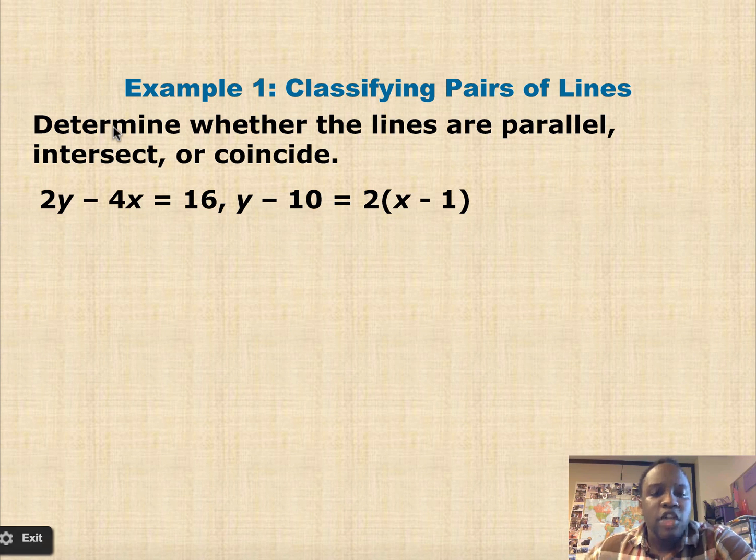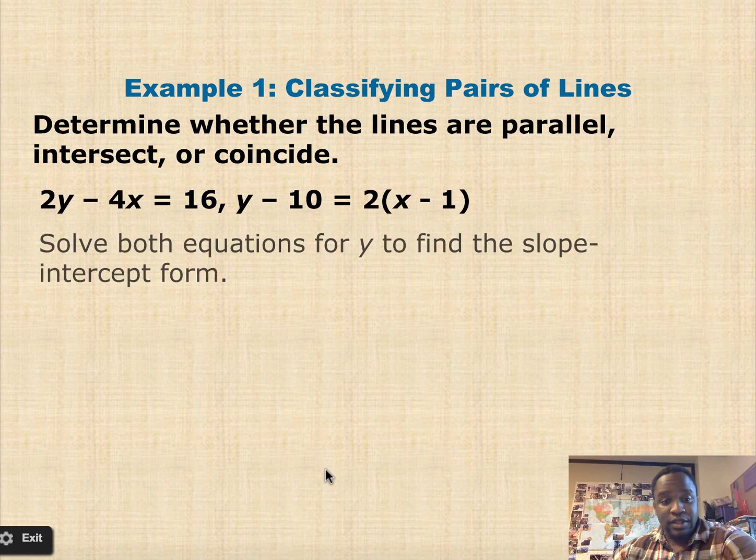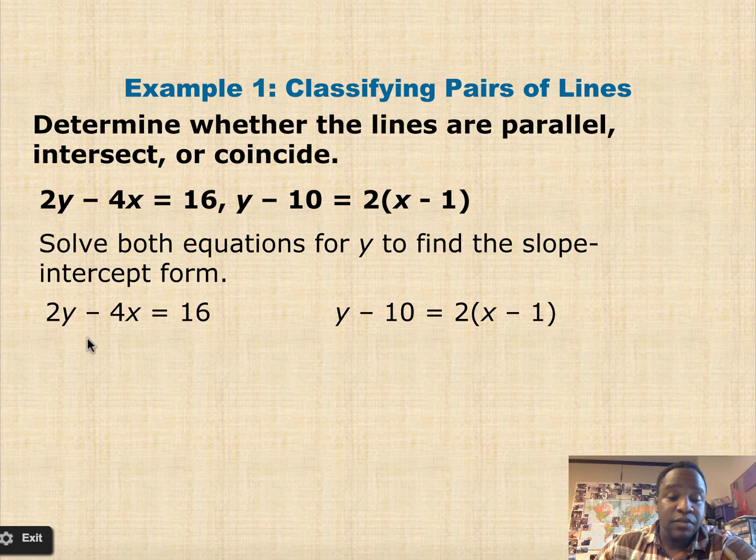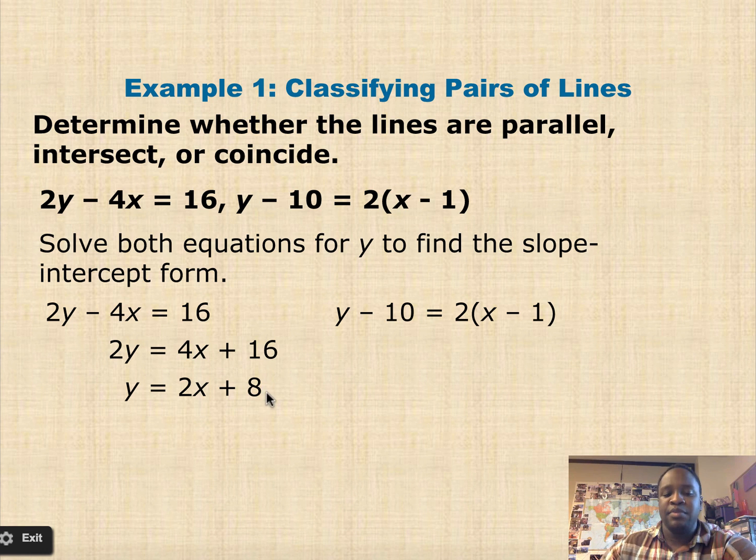All right, so determine whether the lines are parallel, intersecting, or coinciding. So hint, they are not perpendicular. We start off by solving both equations for y to find the slope-intercept form. So we're going to find the slope-intercept form for both of these equations. We're going to add 4x to both sides and divide both sides by 2. And we're going to get that y is equal to 2x plus 8. So all we did was transfer this into slope-intercept form. Next, we have this in point slope form. We're going to transfer it into slope-intercept form as well.